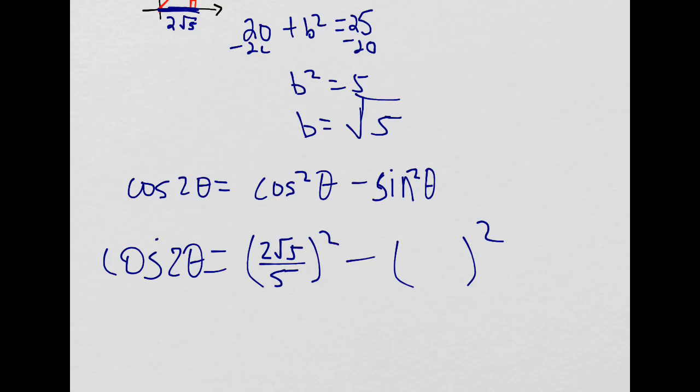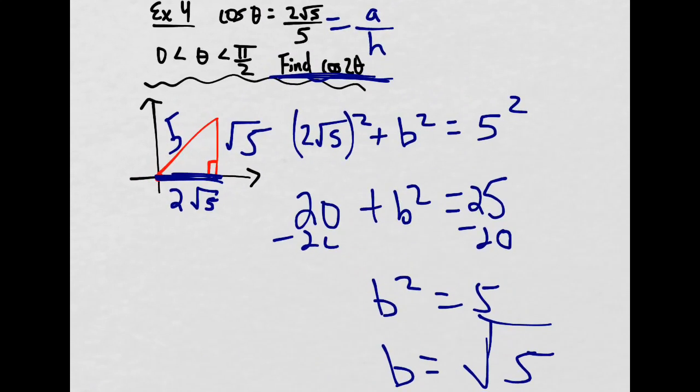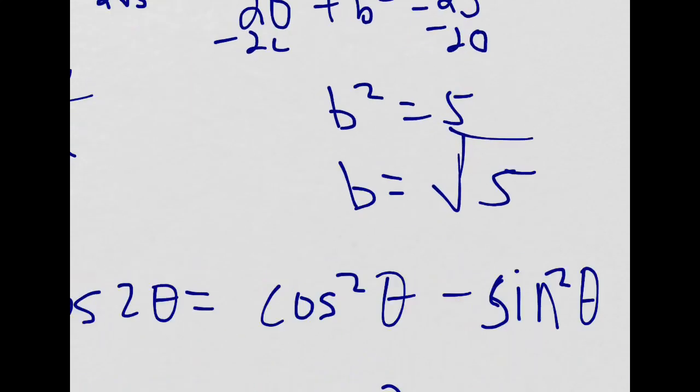So how are we going to know the sine? Oh, we just look at the triangle. What's sine in SOHCAHTOA? Opposite over hypotenuse, so that's going to be square root of 5 over 5.